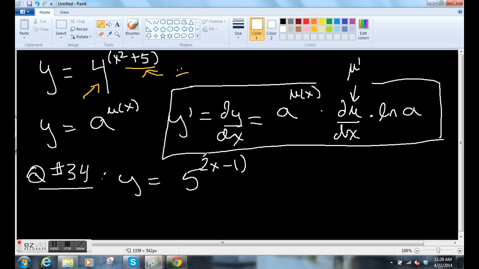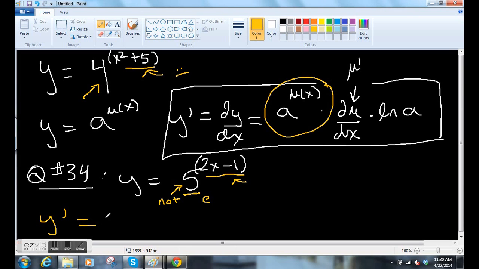That's all in the exponent. So when you see this function, there's a couple things to keep in mind. One is this is the base and it's not e. And the other thing to keep in mind is this is some complicated function. So to take the derivative, we're going to use this formula. So first we rewrite the whole thing exactly as it is. So it's 5 to the 2x minus 1, like that.